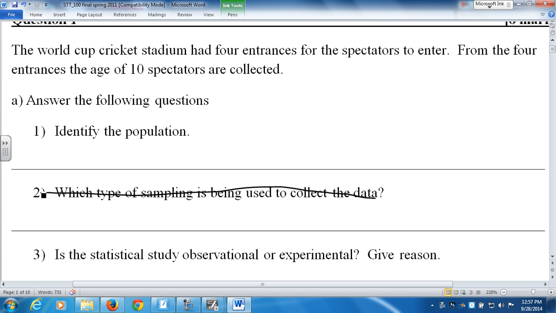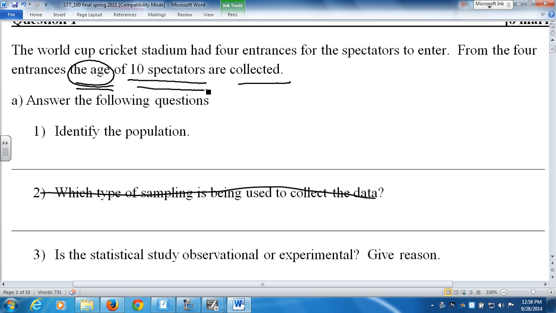The population is the data collected from who you are trying to study. We study the data. What did we actually collect? From the 4 entrances, we collected the age of 10 spectators. So we selected 10 from the total to get the age from.